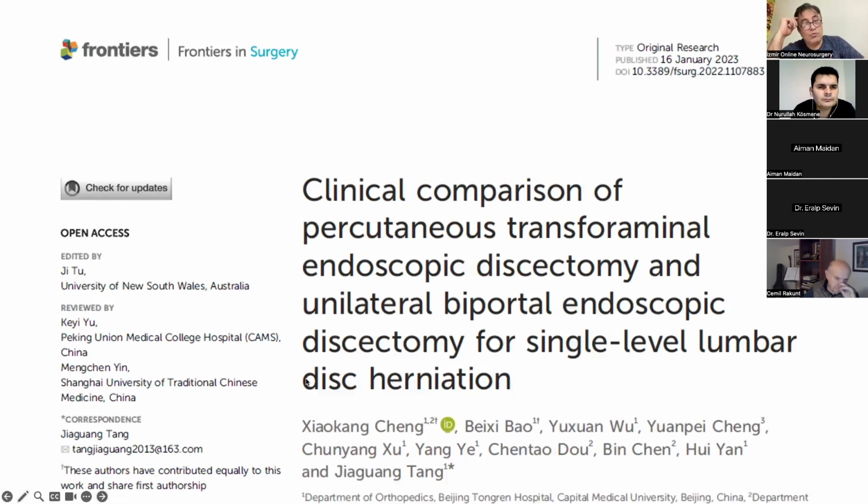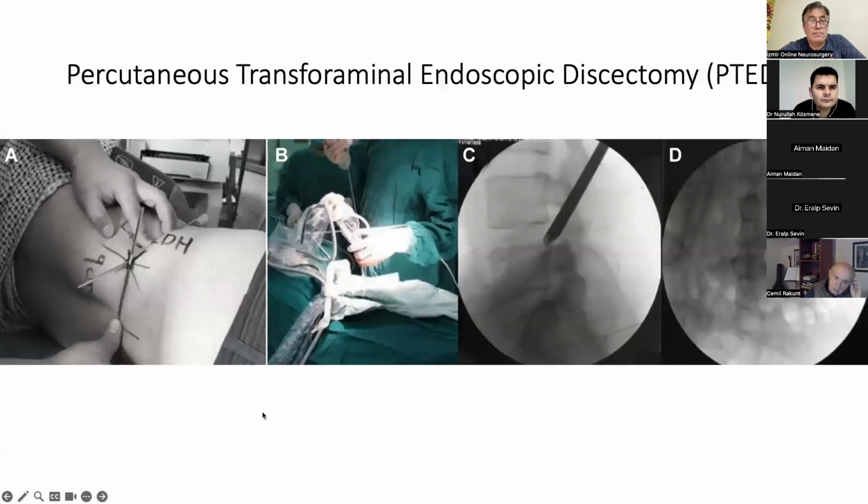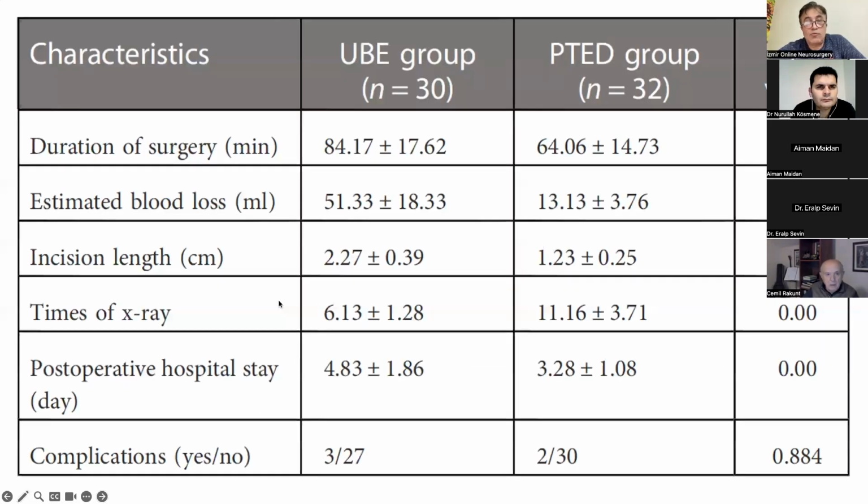This article is from 2023. The cases were operated on between January 2020 and November 2021. There are 32 transforaminal discectomies and 30 unilateral biportal discectomies. Transforaminal cases were operated on in the lateral decubitus position. Except for times of X-ray, the perioperative outcomes of the patients who underwent transforaminal discectomy were better than those of the patients who underwent UBE.